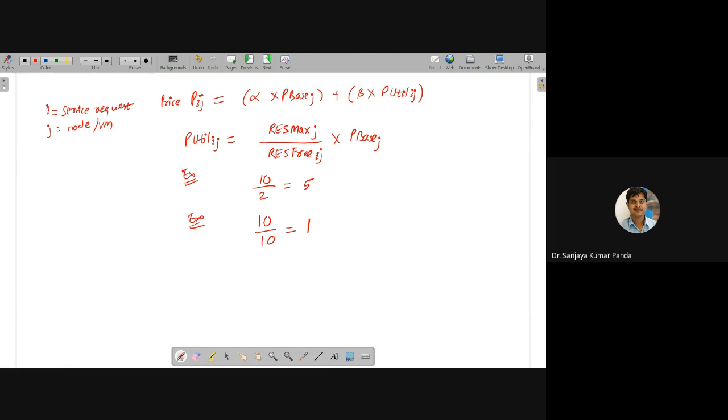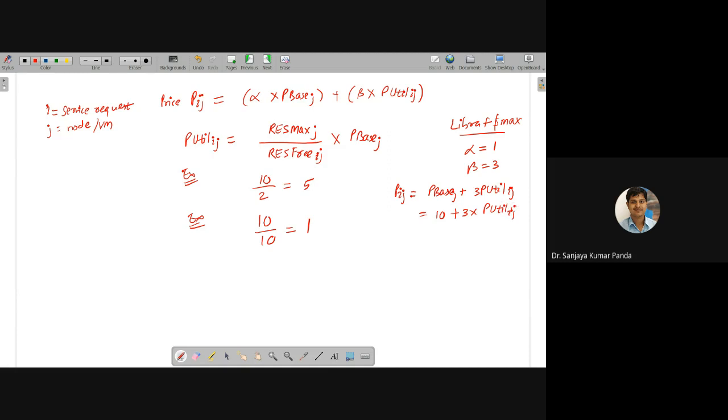Right. Now let us do a small problem. Like I mentioned to you about the Libra plus dollar scheme, right? In Libra plus dollar max, I told you the alpha factor is equal to 1 and the beta factor is equal to 3. So what can I write? I can write Pij is nothing but P base j plus 3 into P util ij. Suppose the base price is 10. Let's say base price is 10 plus 3 into your P util of ij.